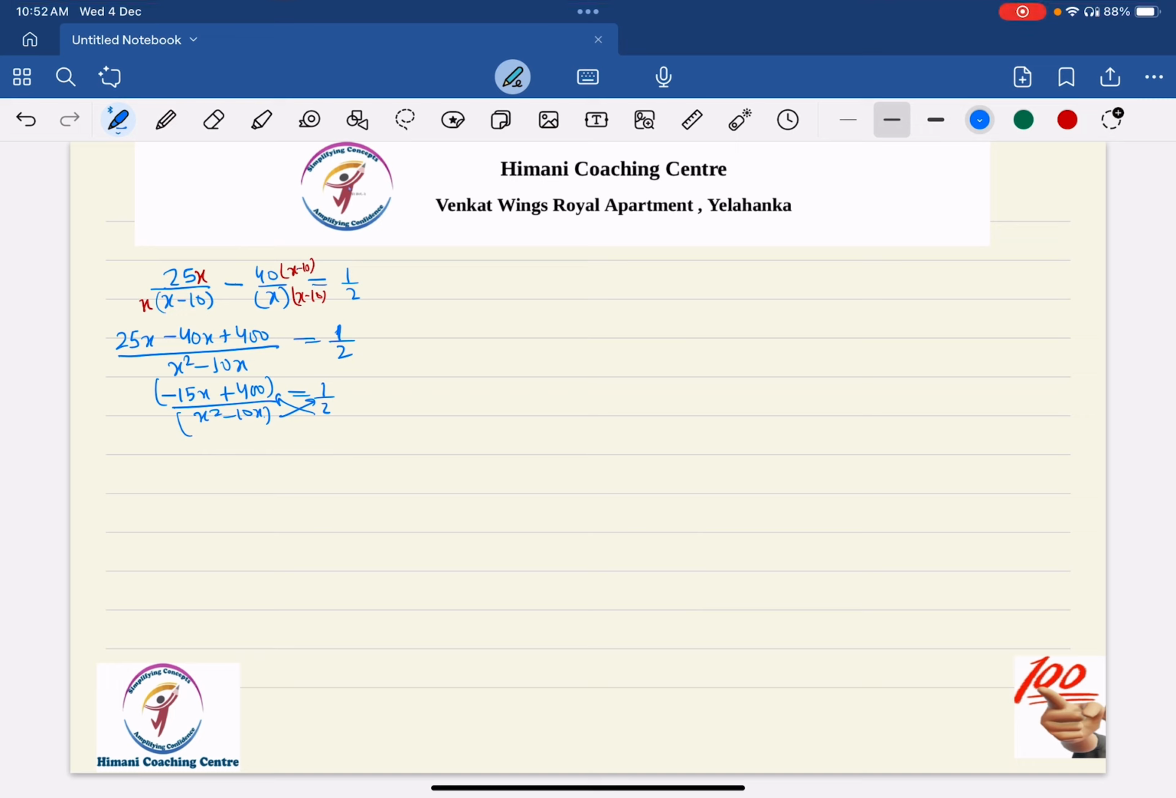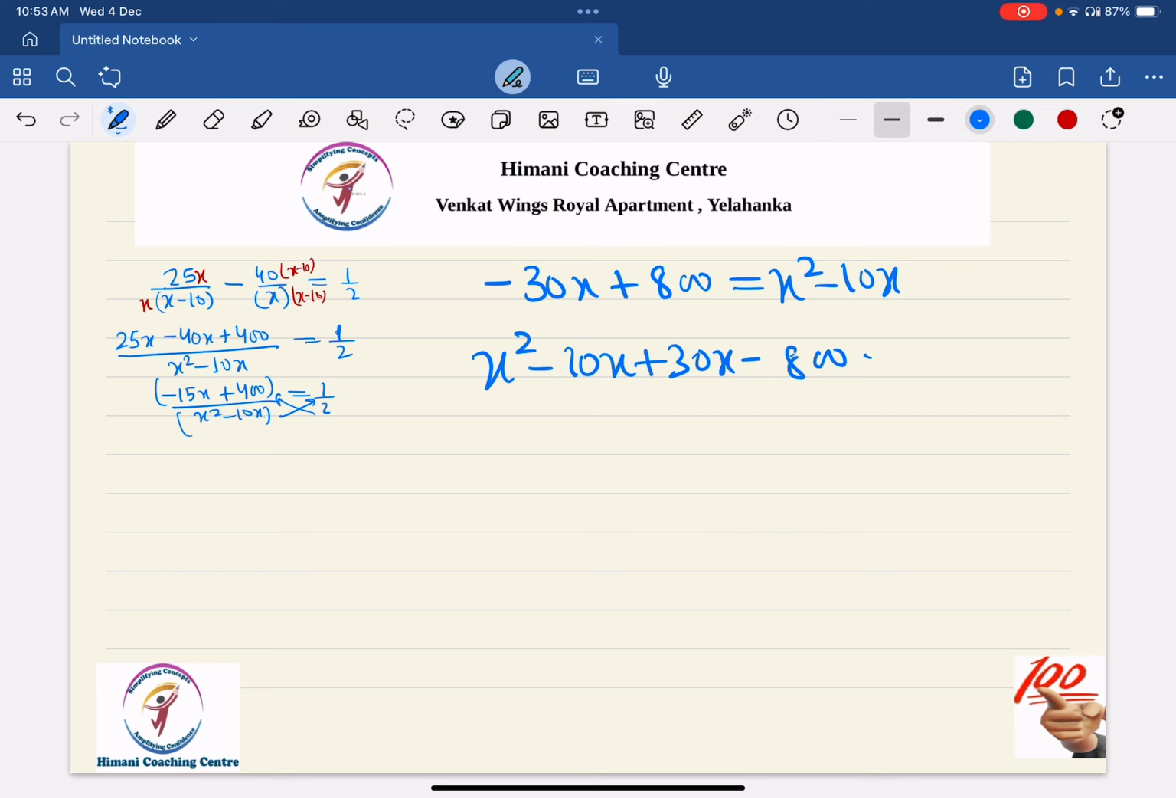Now, when we multiply, 2 times minus 15x will give us minus 30x, while 2 times 400 gives us 800, which is equal to x square minus 10x. Now let us shift everything to one side. So minus 30x becomes plus 30x on the other side, while plus 800 becomes minus 800. So we get x square plus 20x minus 800 equals 0.